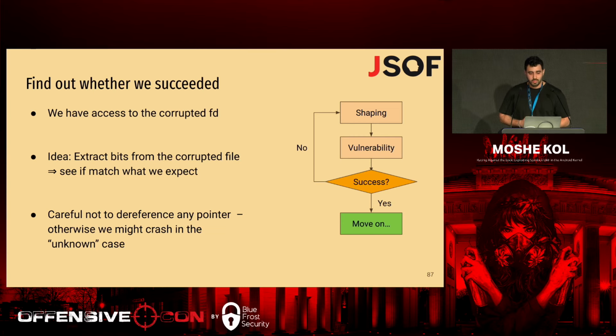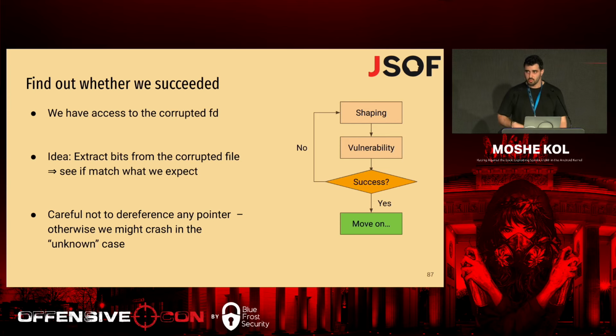So what we want to do in the exploit is to have some way to detect whether we succeeded or not. Remember that we have access to the corrupted file descriptor. So we can, with some indirect operations, extract bits from the corrupted file and see if they match what we expect. But we have to do it carefully because we don't want to dereference any pointer from this struct file, because otherwise we might crash in the unknown case. So this rules out trivial methods like opening a proc fdinfo file.